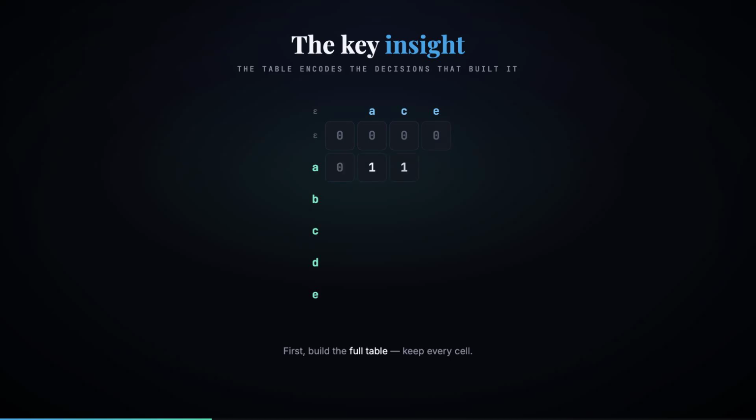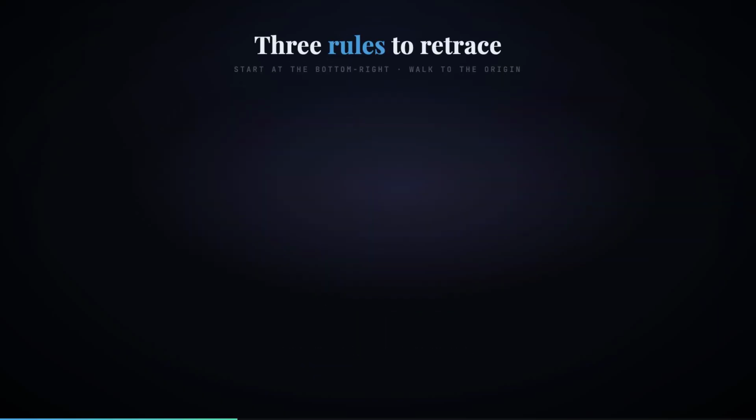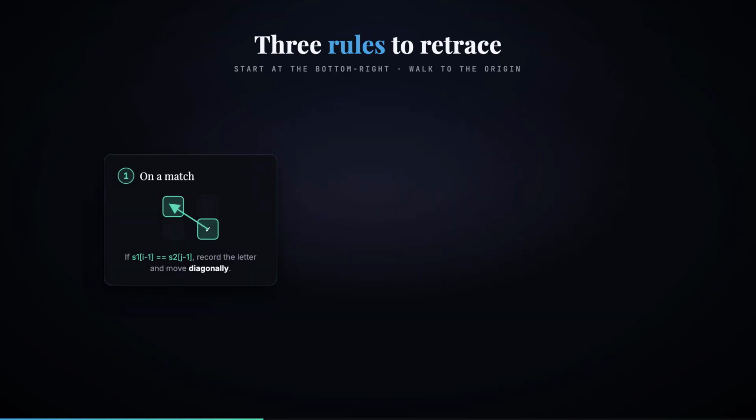First, we build the full table. Because we need to retrace, we keep every cell. No space optimization here. Now we start at the bottom right corner and walk toward the origin, following 3 simple rules. Rule 1. If the 2 characters match, this letter belongs in our answer. Record it and move diagonally up and left.